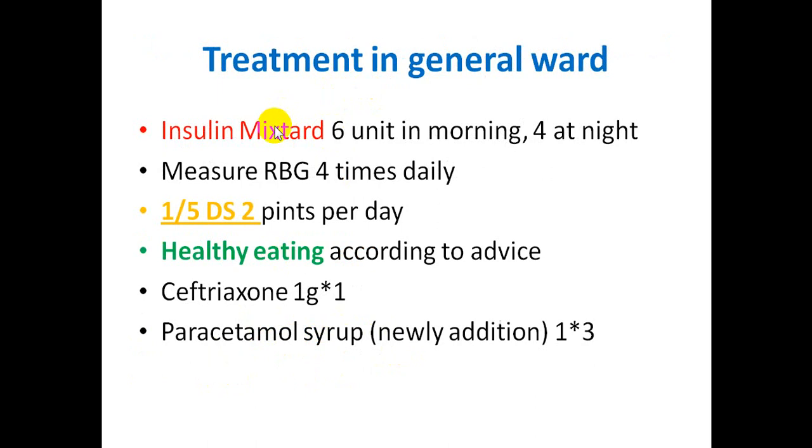Treatment in the general ward: insulin mix started, 6 units in the morning and 4 at night. Then the measurement of random blood glucose was ordered 4 times daily instead of once every hour. 1/5 dextrose saline, 2 pints per day. Healthy eating, because the baby is not unconscious now. Ceftriaxone and paracetamol syrup as newly added.